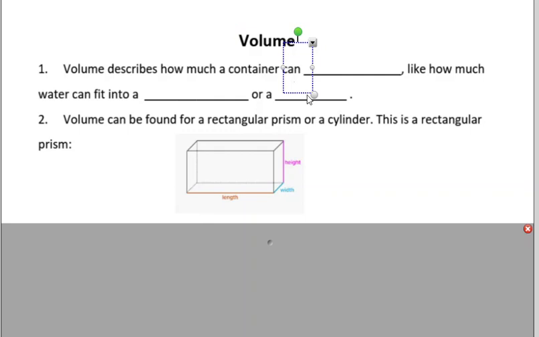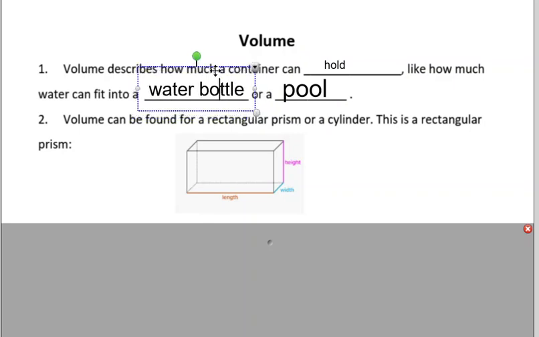Volume describes how much a container can hold. So if you think of a water bottle or a soup can or a soda can, anything that goes inside an object is talking about volume. Like how much water can fit into a water bottle or even a pool. So when we're talking about how much water can fill a pool, we're referring to volume. So the inside of an object or how much an object can hold. Another example would be how much cereal you can fit into a cereal box.